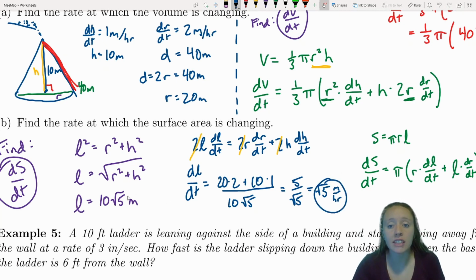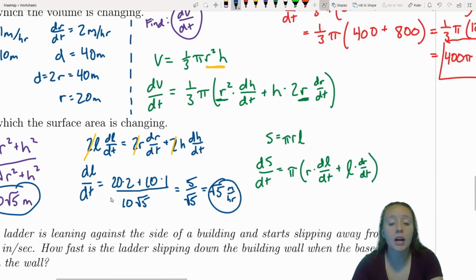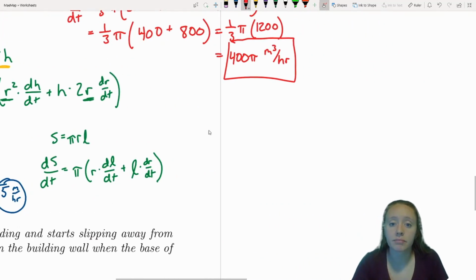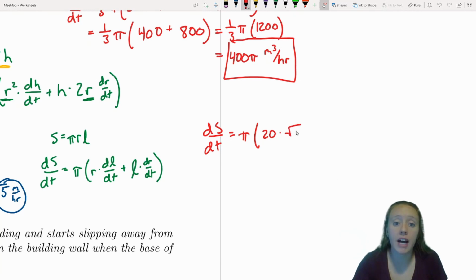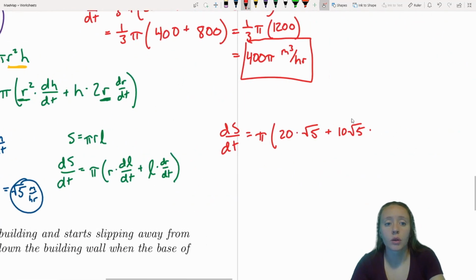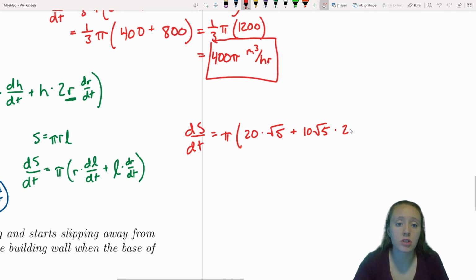So now I have dl/dt, I have L, I have R, I have dr/dt. I'll be able to solve for ds/dt. So my ds/dt is going to be equal to pi times R, which was 20, times dl/dt, which was that root 5 we just solved for, plus my L, which was 10 root 5, times my dr/dt, which, my rate of change for my radius, was 2 meters per hour, so times 2.